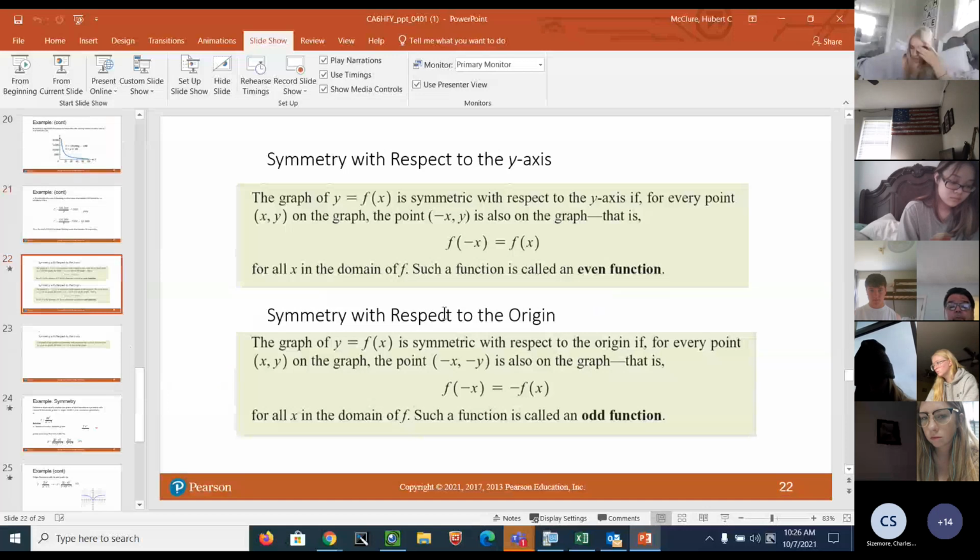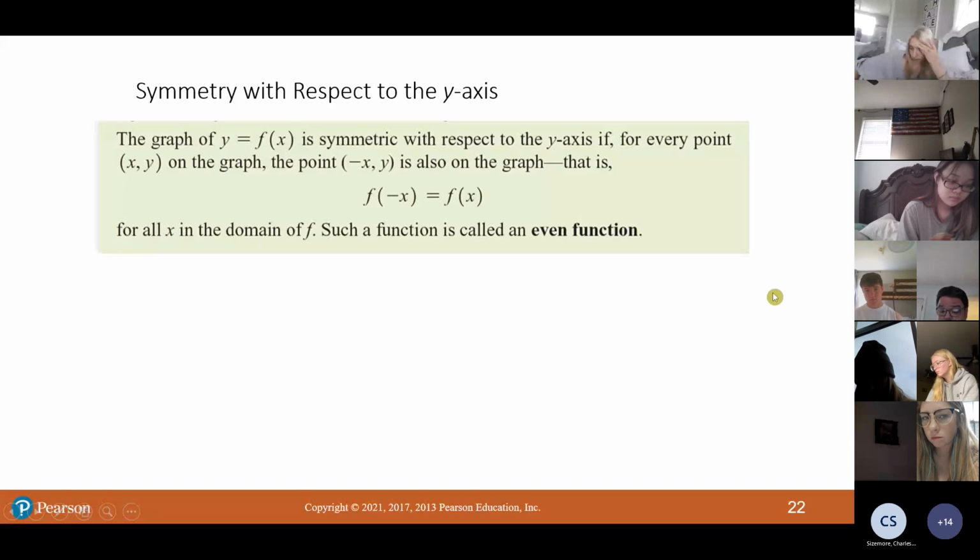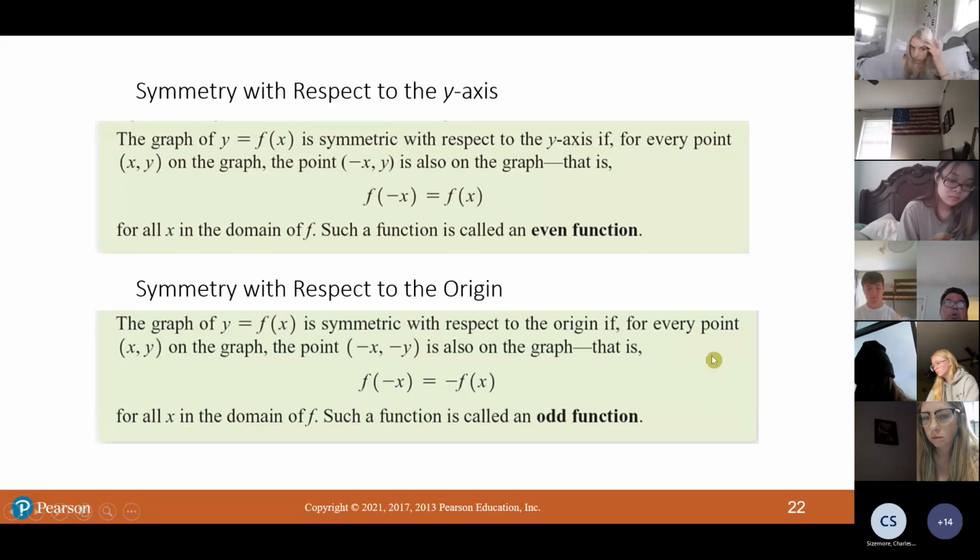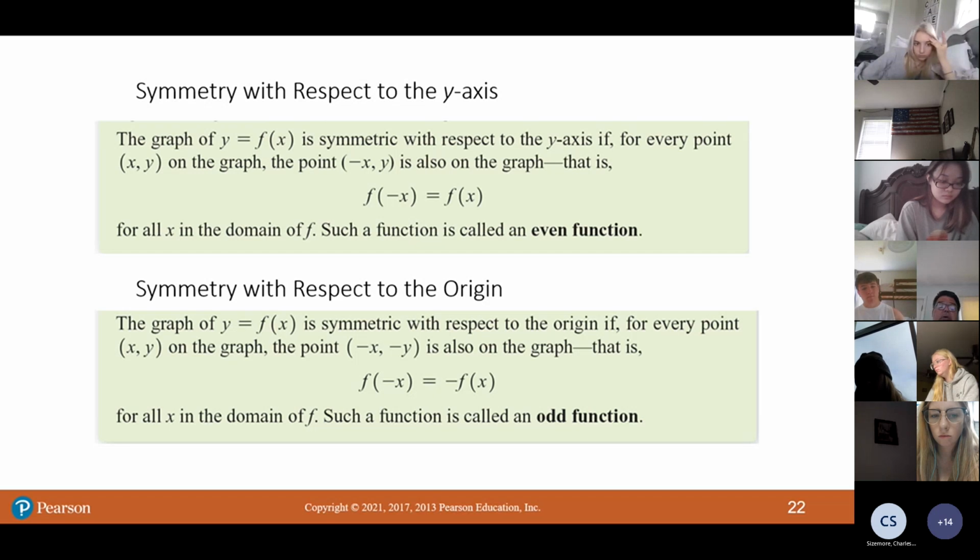Here it is. So I'm going to leave that on the board. If you have an even function, meaning x to the second, x to the fourth, x to the sixth, it's going to be an even function because it is symmetrical around the y-axis.